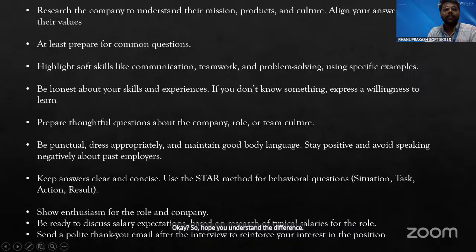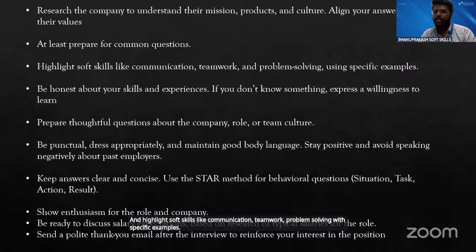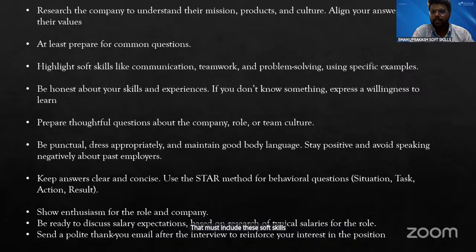And highlight soft skills like communication, teamwork, problem solving with specific examples. The HR round is all about the soft skills part. They particularly want to check a lot of things related to soft skills. So every answer you give must include soft-skills-related words.